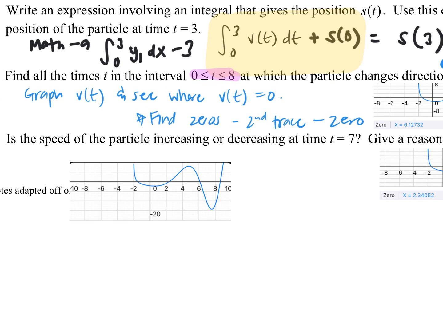So here's my graph of v of t. At time t equals 7, 7 is right here. We have to figure out what is happening with my particle, if we're speeding up or slowing down. If I draw that down here, it's at that point right there. So two things I can look for. I can either say, okay, we are moving away from the origin. If we're moving away from the origin, what's happening? Speeding up, yep, or increasing.